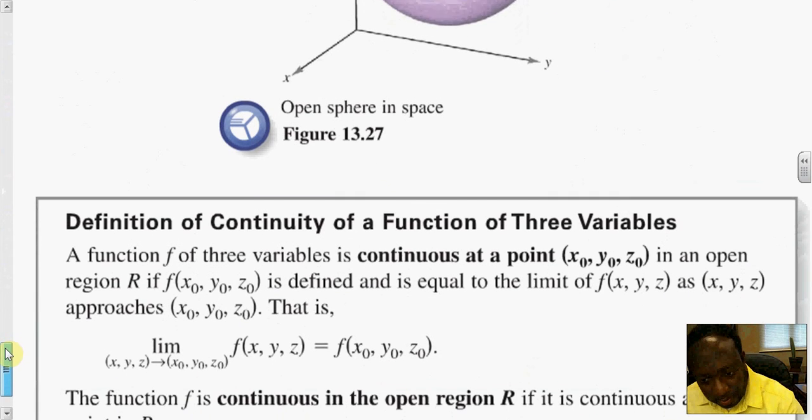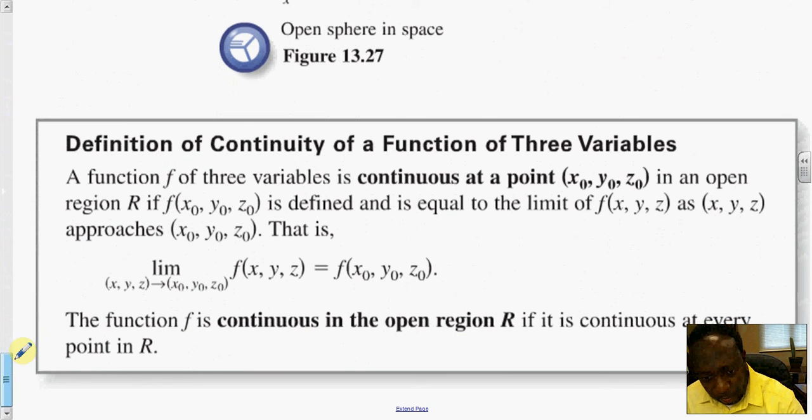limit exists. Here we will just talk about the preliminaries, talk about the definition of continuity of a function of 3 variables, and we can discuss that as well. Let us look at some problems. I think that's the goal here: 2 things. The limit of a function of 2 variables or 3 variables, and then secondly, the continuity of functions of 2 or 3 variables.